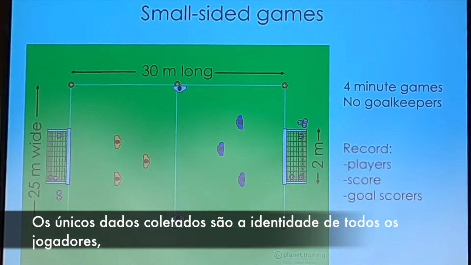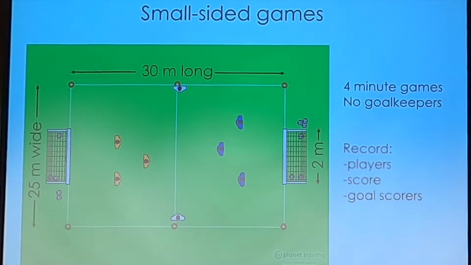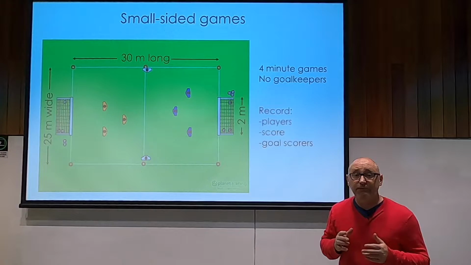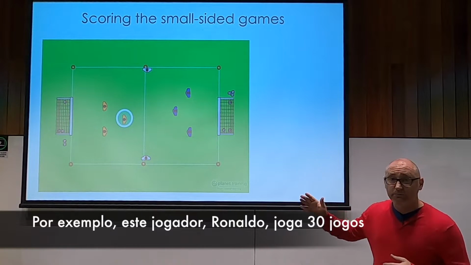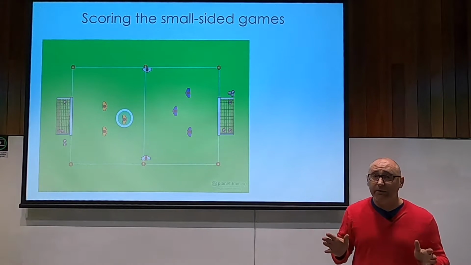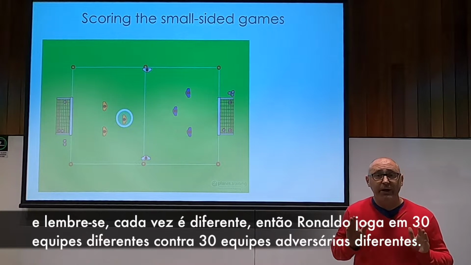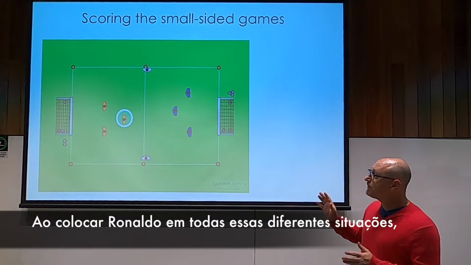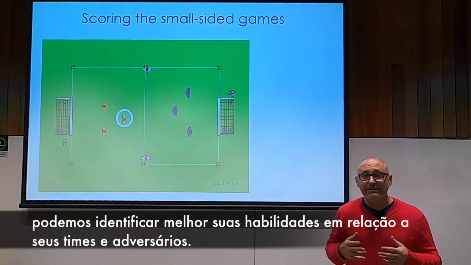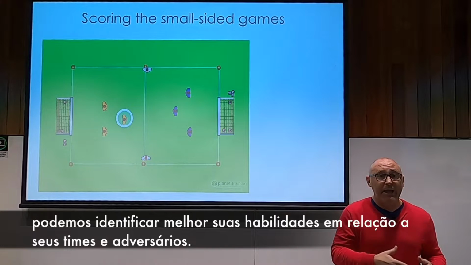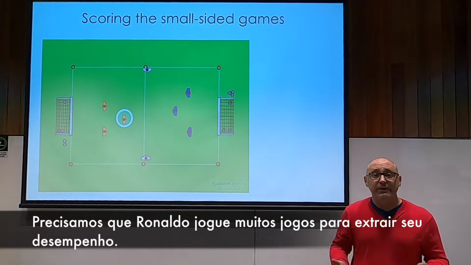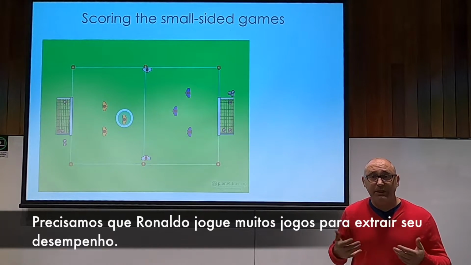The only data collected are the identity of all competing players, the final score, and the identity of each goal scorer. Pretty simple. For example, this player, Ronaldo, plays 30 small-sided games. And remember, every time it's different. So Ronaldo plays in 30 different teams against 30 different teams of opponents. By putting Ronaldo in all of these different situations, we can better identify his abilities relative to his teams and opponents. We need Ronaldo to play in many games to extract his abilities or performance from the team environment.